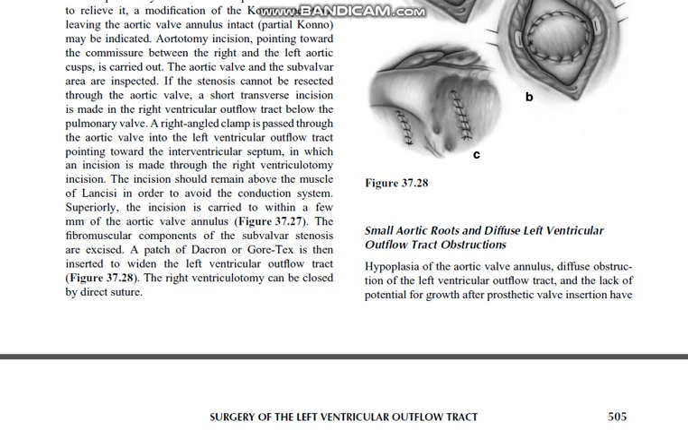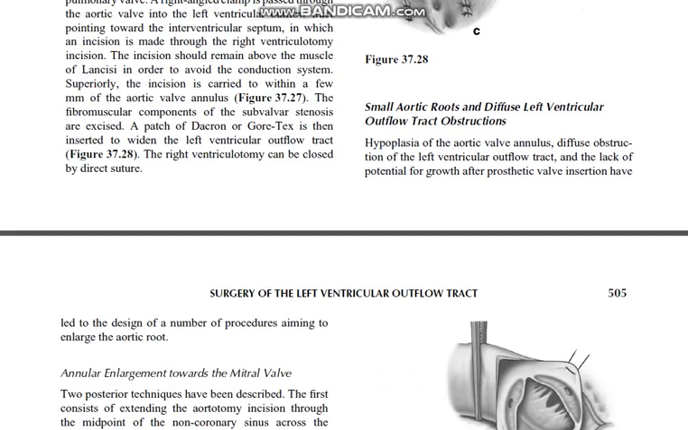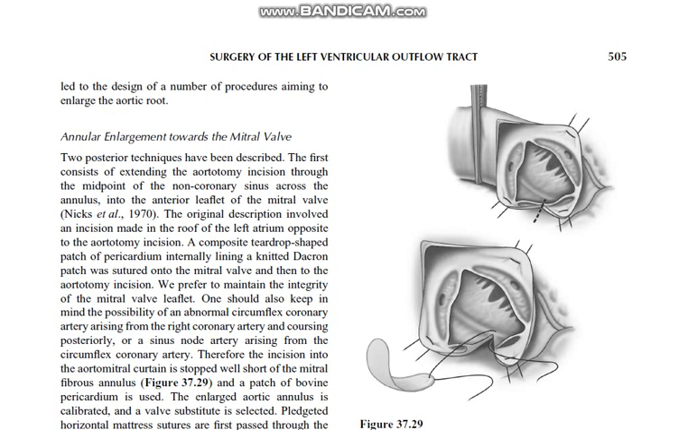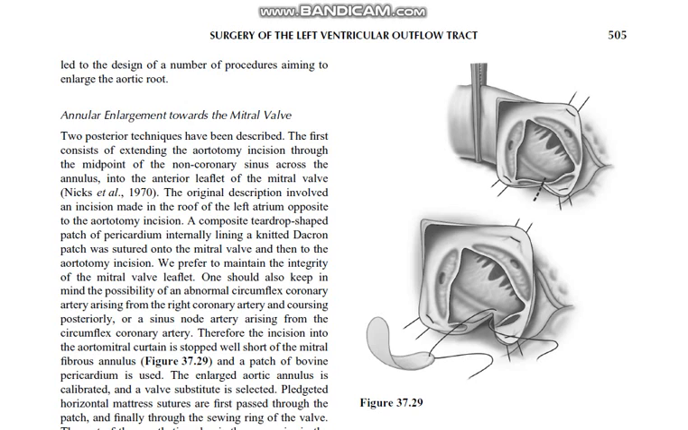Small aortic roots and diffuse left ventricular outflow tract obstructions. Hypoplasia of the aortic valve annulus, diffuse obstruction of the left ventricular outflow tract, and the lack of potential for growth after prosthetic valve insertion have led to the design of a number of procedures aiming to enlarge the aortic root. Annular enlargement toward the mitral valve. Two posterior techniques have been described. The first consists of extending the aortotomy incision through the midpoint of the non-coronary sinus across the annulus into the anterior leaflet of the mitral valve.